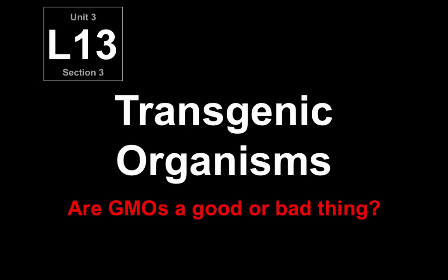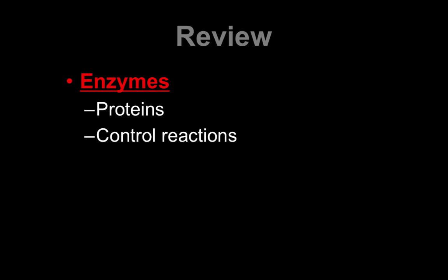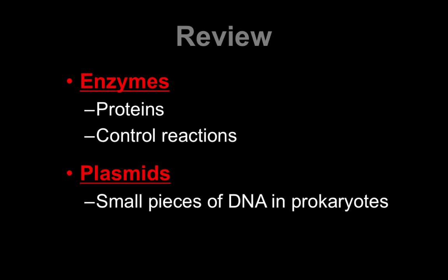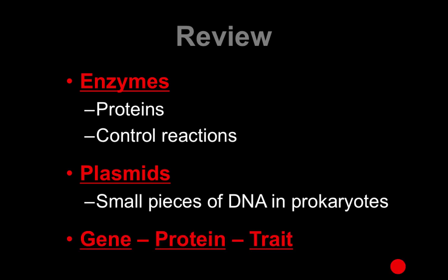In this lesson, we're going to look at what are called transgenic organisms and answer the question, are GMOs a good or bad thing? So as a review, remember, enzymes are made of proteins and they control reactions. Plasmids are small pieces of circular DNA that are only found in prokaryotes, and genes code for proteins, and those proteins can create traits.